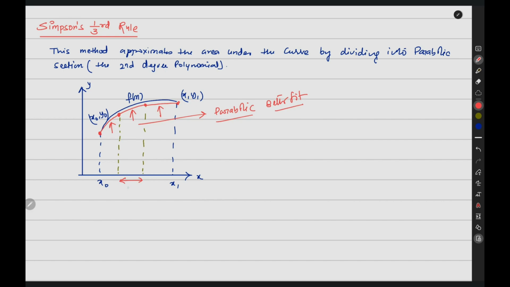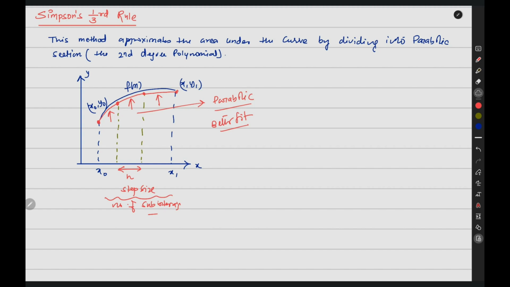These are interval h, that is the step size, and these are number of subintervals. Again, like the previous case, the step size h is given as delta x, upper limit minus lower limit divided by number of subinterval n. In this case, it is important to remember that n must be an even number.